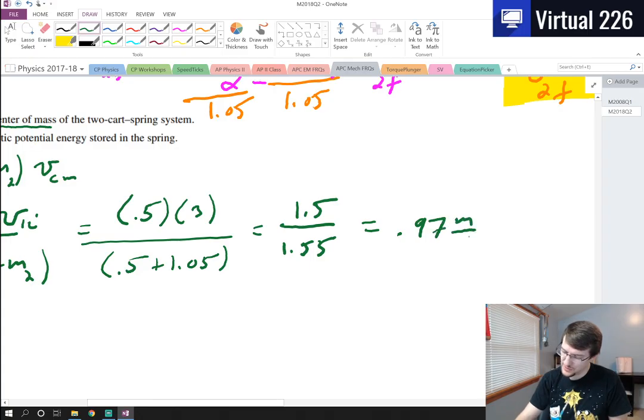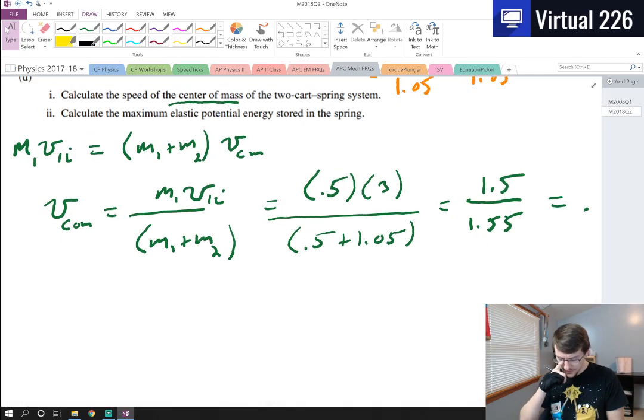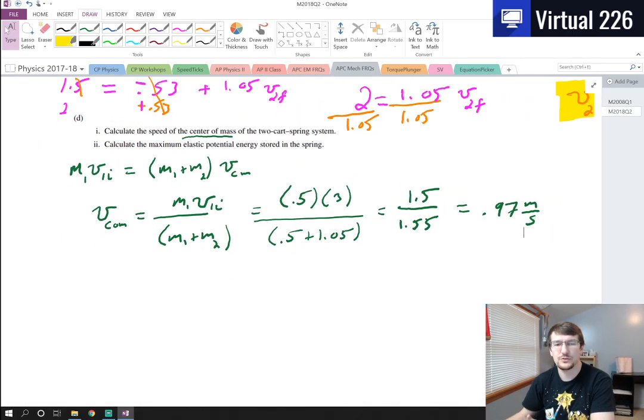0.97 meters per second, positive value. We're going to the right. And if we want to calculate the maximum elastic potential energy stored in the spring, we've actually got two ways to do this in this problem. I think one of these methods is a little bit easier than the other. It really depends on how you want to think about it.